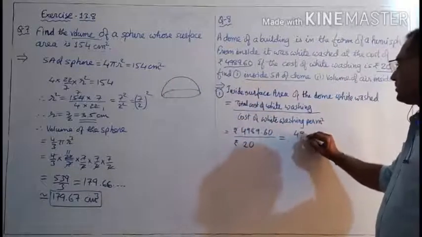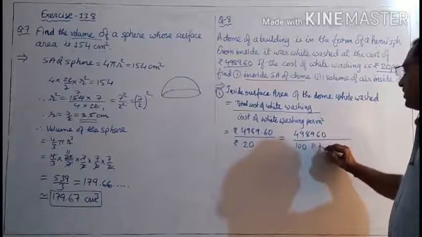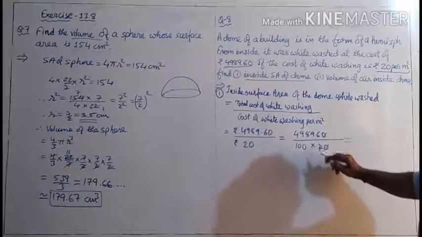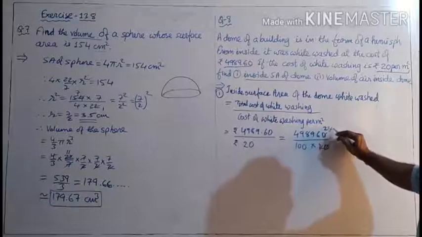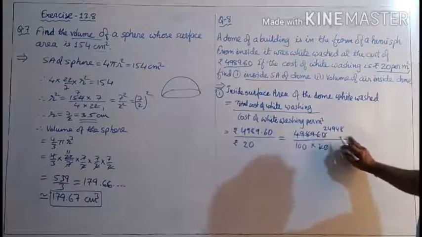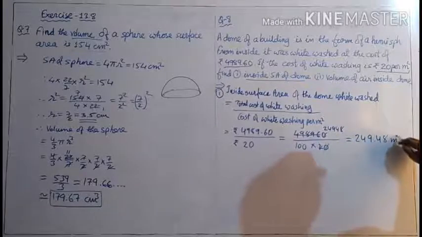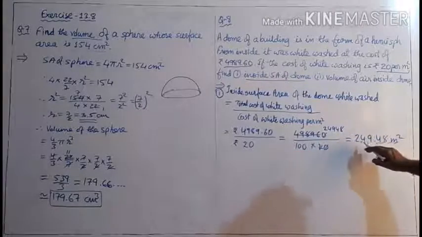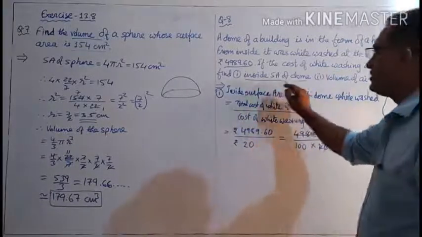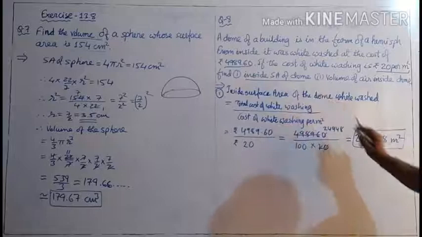So now 4989.60, so that is divided by 100 multiplied by 20. Cut the common ones. Here 0 0 cut. So 2 we can cut here. 2 2s are 2 4s are 8, 2 9s are 18, 2 4s are 8, and 2 8s are 16. So that is cut. And thus here you will get 249.48 meter square. It is the inside surface area of the dome which is whitewashed here. So first result is inside surface area.